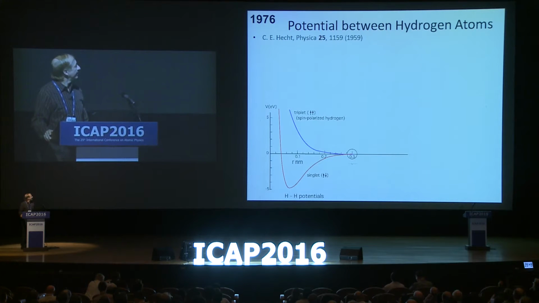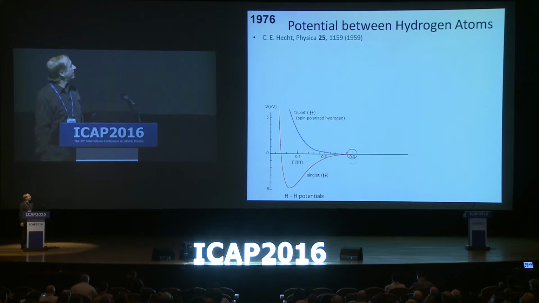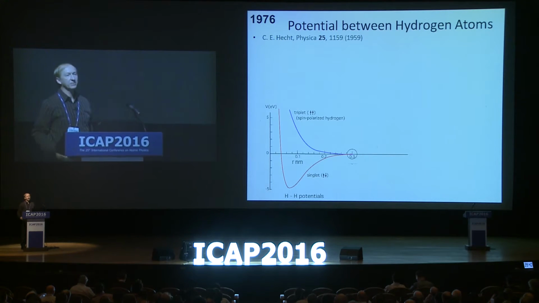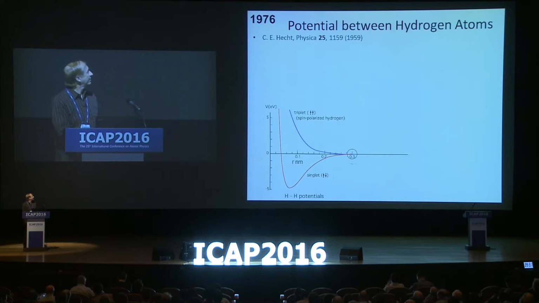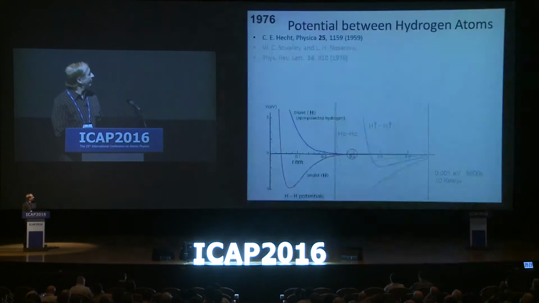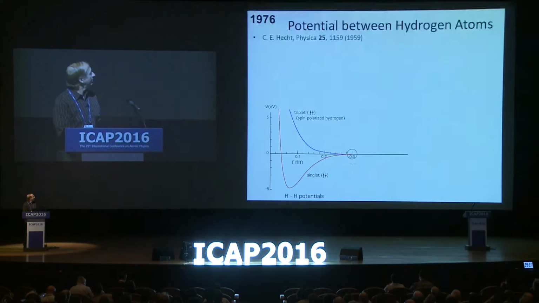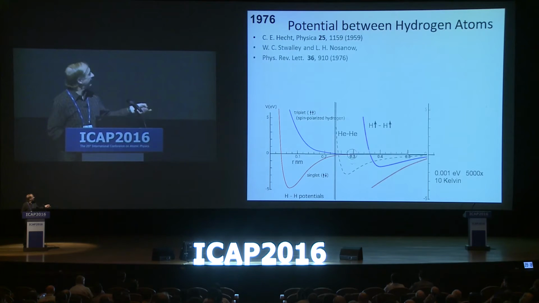There was a time when people were looking at the potential between two atomic hydrogen atoms. It was well known if they're opposite spins, they form a singlet state. That's a binding state for molecular hydrogen. But if they're parallel spins, they form a triplet state with a repulsive potential. And people were beginning to look in a bit more detail out here at larger distances to see exactly what is the shape. What is the shape of the potential?